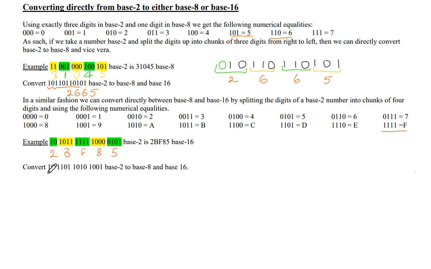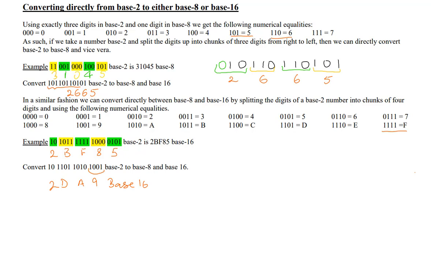So here is another example, similar to what we did, but here I already spaced it out a little bit by grouping it into 4 digits. So for example, 1001, it's a 9, 1010, it's a 10, which is an A, and then 1101, it's a D, and then 10, it's a 2. So this binary to hex, this is base 16, will be 2DA9.